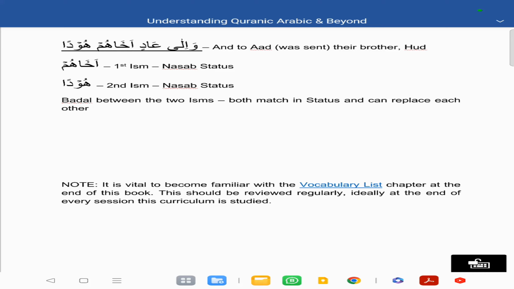So as per usual, at the end of every chapter, we always advise to review the vocabulary list chapter at the end of this book. Ideally, at the end of every session this curriculum is studied, so that your Arabic grammar knowledge increases with your vocab knowledge, inshallah.